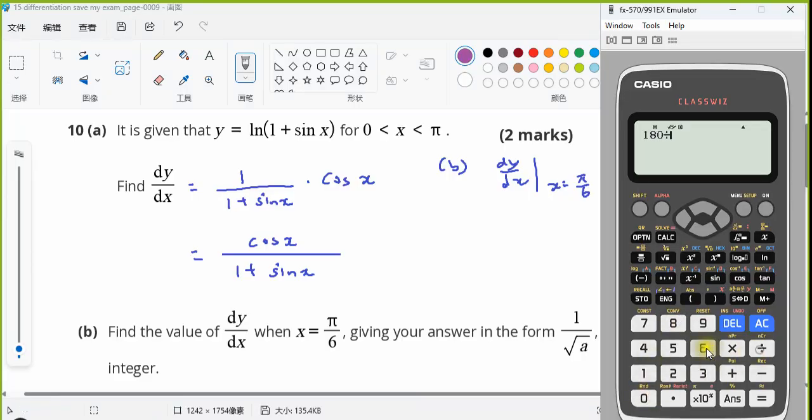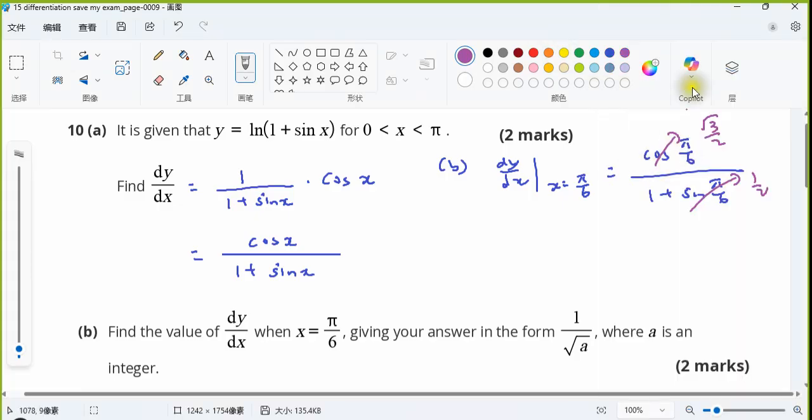So 180 over 6 is 30. Sine 30 is half, and cos 30 is square root 3 over 2. Special angle. Then we have square root 3 over 2 over (1 plus half). Then it will be square root 3 over 3.